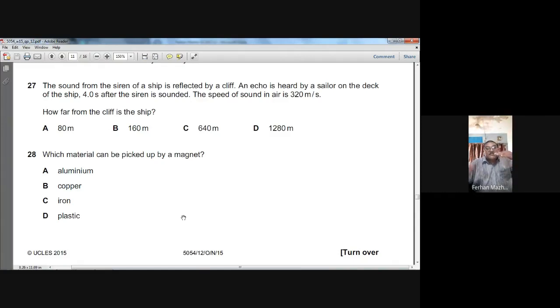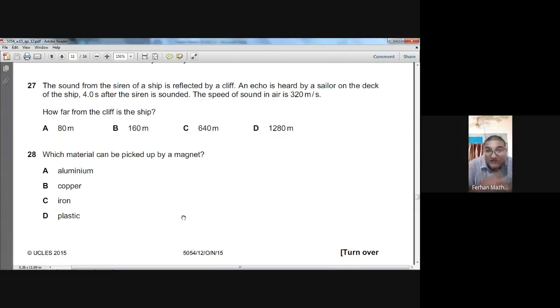So, for example, here is the ship, and here is the cliff. From here, the sound waves went, reflected from that cliff, and came back. The sound waves traveled first from the ship to the cliff, and then from the cliff back to the ship, and the man was able to hear the echo, the reflected sound. The speed of the sound is given here, 320 meters per second, and the time between the blowing of the siren and hearing the echo is 4 seconds. So during that 4 seconds, the sound was traveling.